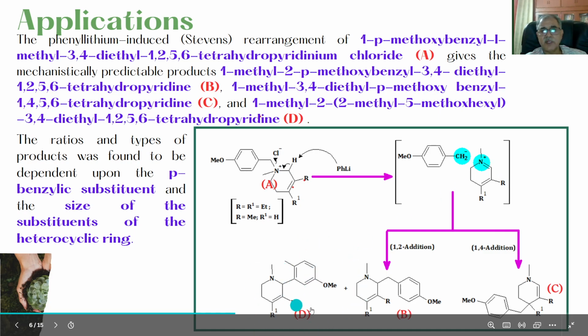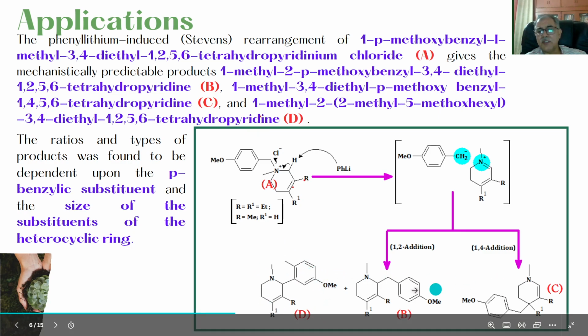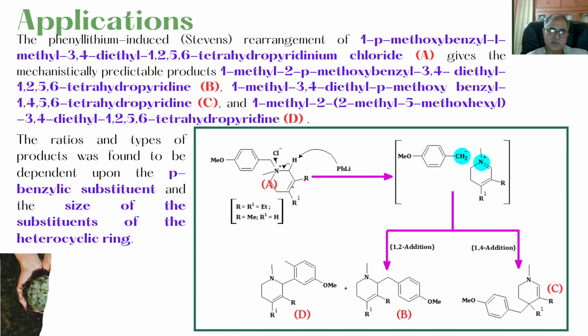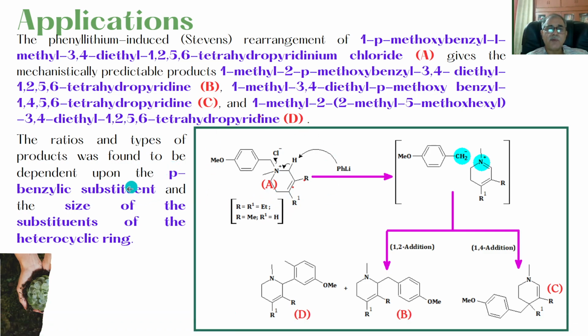So that is how you will get this D, that is 1-methyl 2,2-methyl 5-methoxyhexyl 3,4-diethyl 1,2,5-tetrahydropyridine as the product. So this is how the expected three products are formed through Stevens rearrangement. And the ratios and types of the products formed during these types of reactions will depend on the type of parabenzylic substituent, which is this one, and the size of the substituent on the heterocyclic ring, these ones.